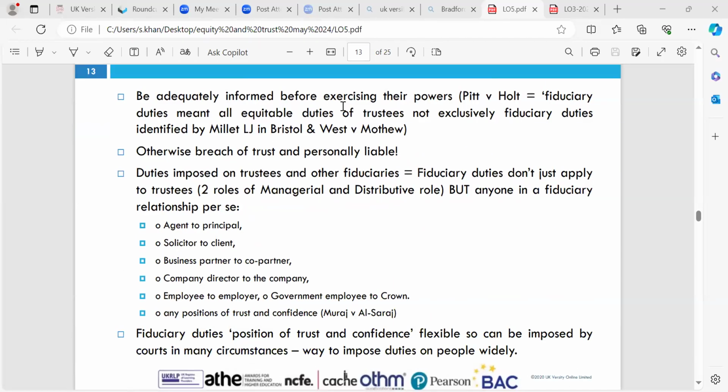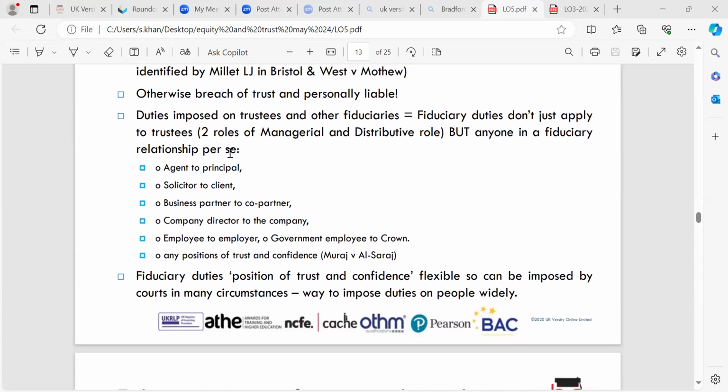Be adequately informed before exercising their duties, as in the case of Pitt v Holt, where fiduciary duties meant all equitable duties of trustees, not exclusively fiduciary duties, as identified by Millett LJ in the case of Bristol and West v Mothew, which we had a look at earlier. Otherwise, breach of trust and personally liable.